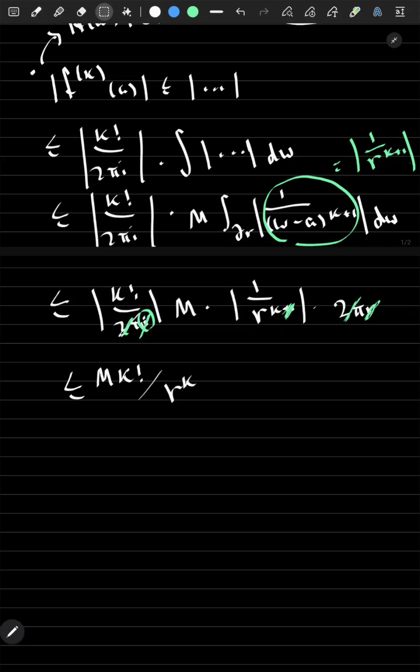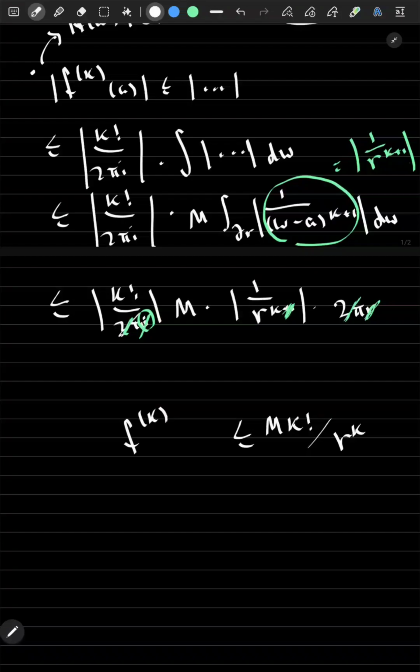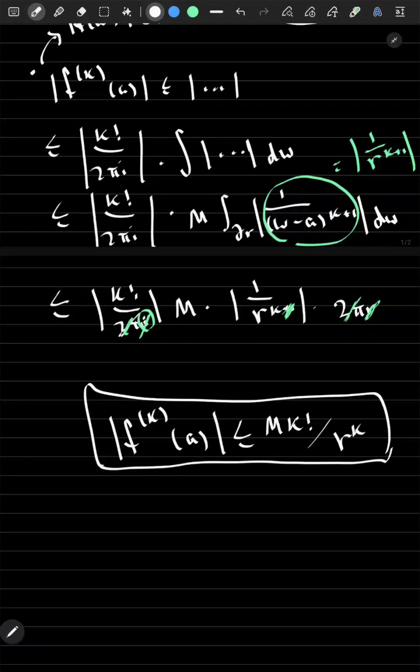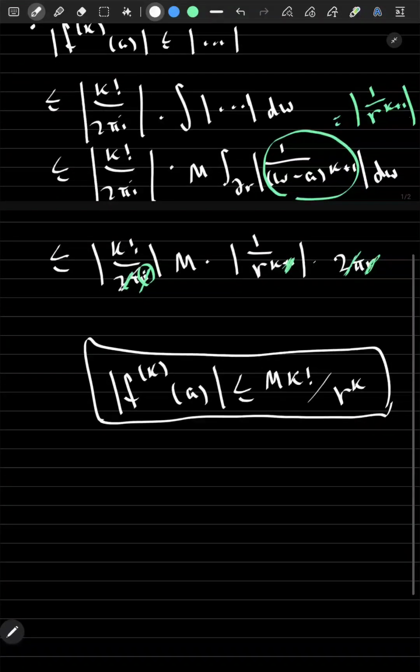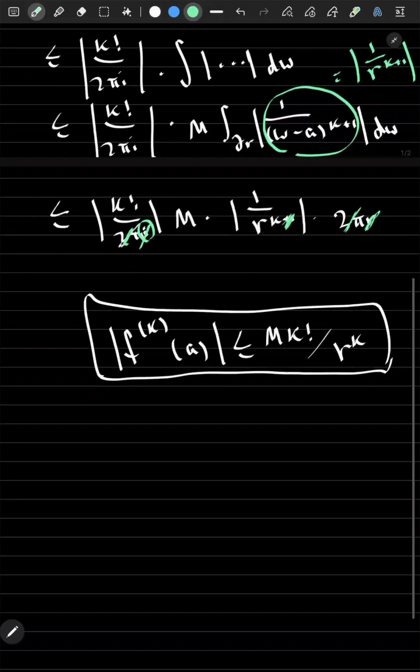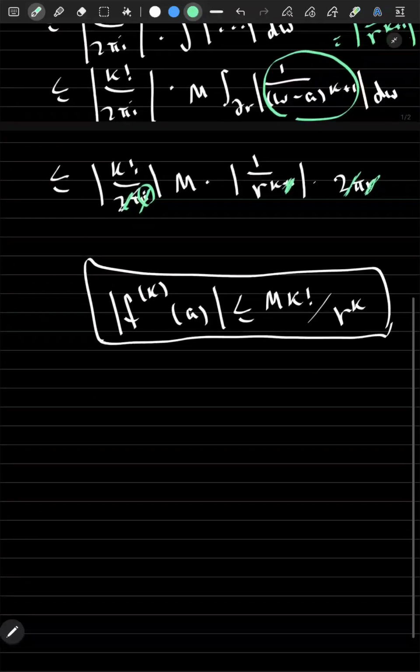Right, so what we end up with is that the kth derivative of f at the point a is bounded by this. This is the Cauchy estimate. Okay, so now we can use this Cauchy estimate to prove a theorem called Liouville's theorem.